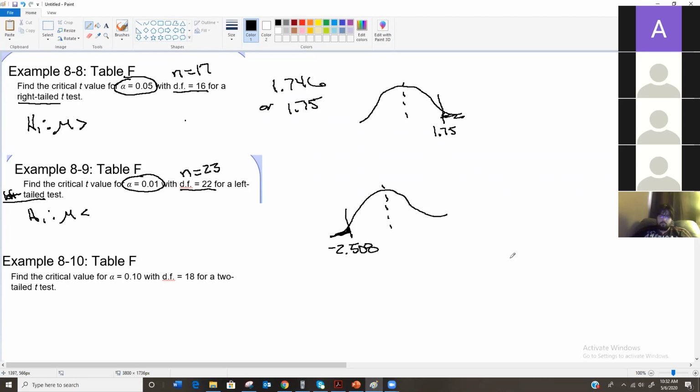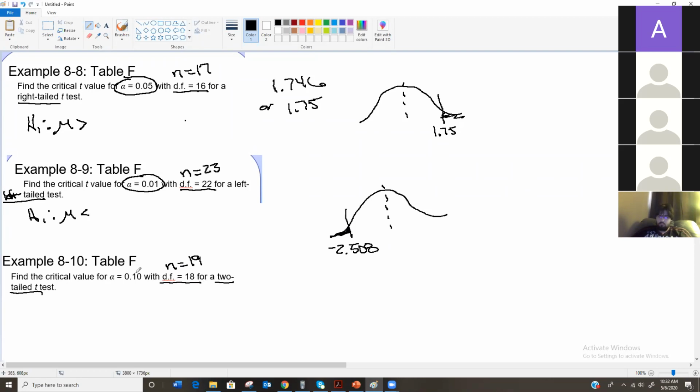Okay, so negative 2.508. So in this case, if we were less than negative 2.508, we'd reject. In this one, if we were higher than 1.75, we'd reject. Okay, so now we've got a two-tailed. Degrees of freedom is 18, which means our sample size in the original problem would have been 19.